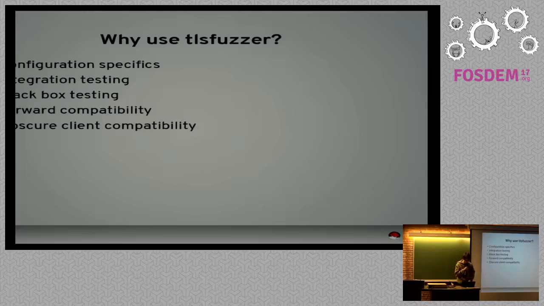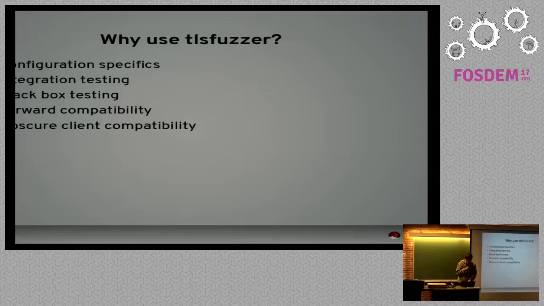And also you may want to use TLS fuzzer for testing your server configuration against obscure clients. Since TLS fuzzer can generate basically any kind of messages, it can generate messages which are sent by uncommonly used clients. And you may still want to keep the configuration that is compatible with them. So you can simulate basically this or that client and see if the server will respond and negotiate the connection.